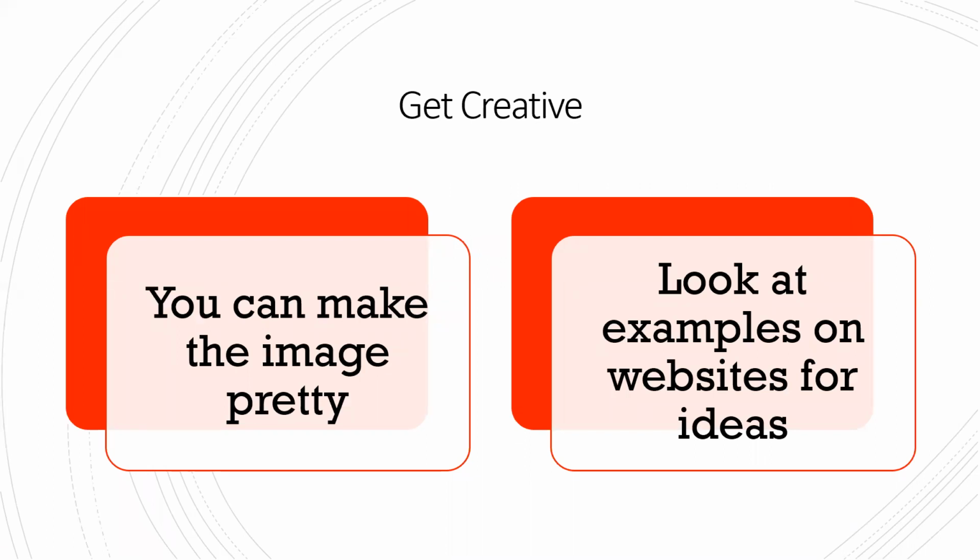For any and all of these images, you should get creative. If you're the one person in your group and you're assigned to find the solution photo or to copy and paste and then crop the aerial map, you can still make it pretty. You can put a border around it. You can do a drop shadow on it. You can change the color of it, with a filter. Or you can look at examples on other websites for ideas on how to pretty up an image.